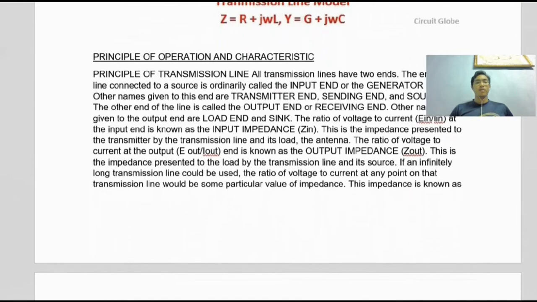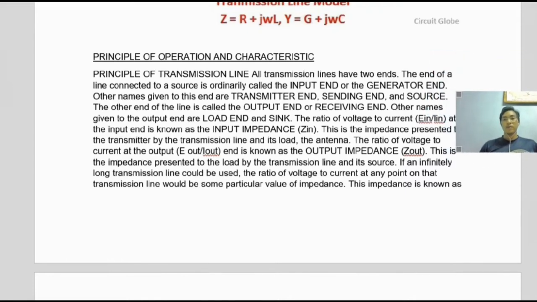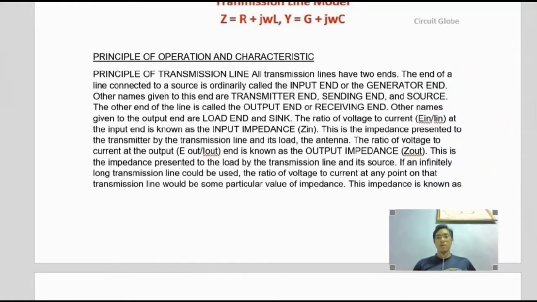So the principle of the transmission line is that all transmission lines have two ends. The end of a line connected to a source is ordinarily called the input end or the generator end. Other names given to this end are transmitter end, sending end, and source. The other end of the line is called the output end or receiving end. Other names given to the output end are load end and sink.